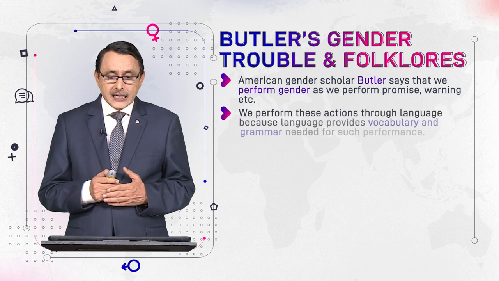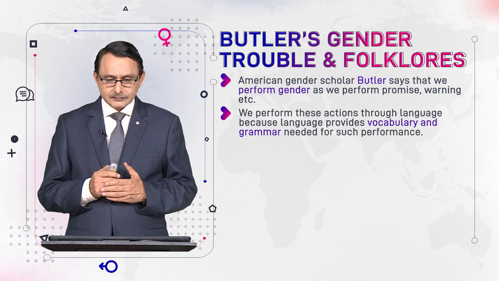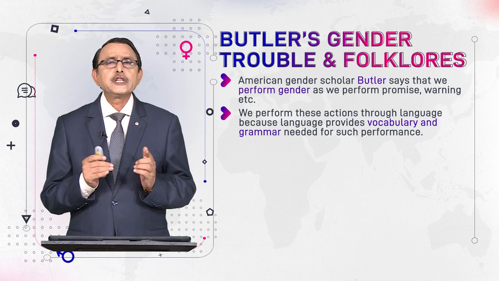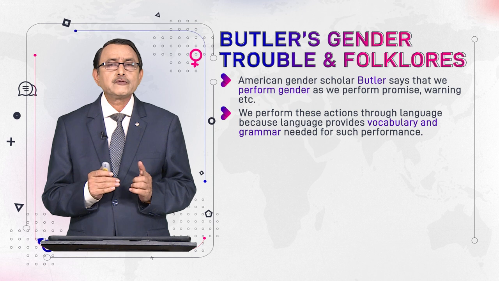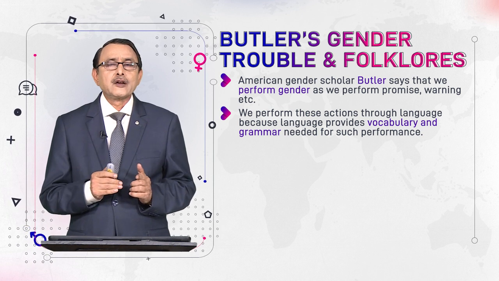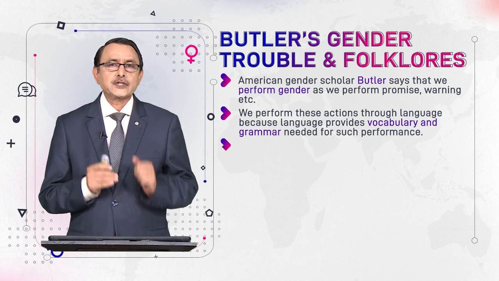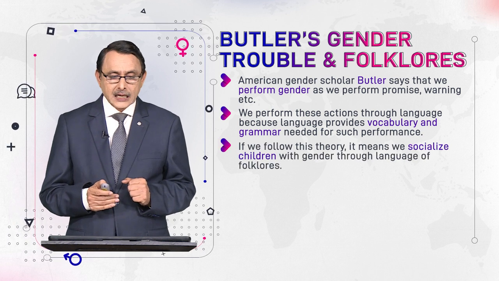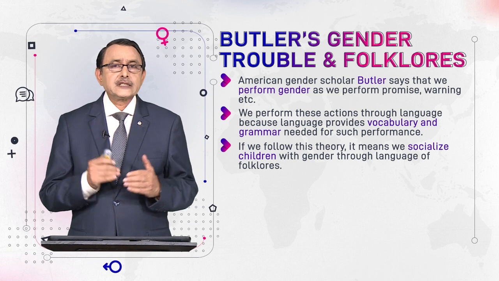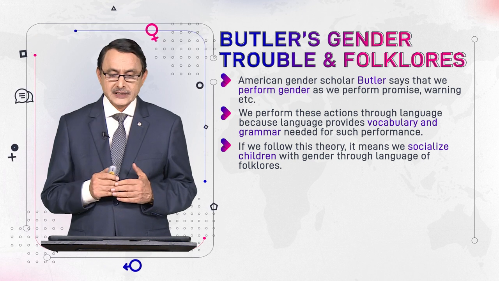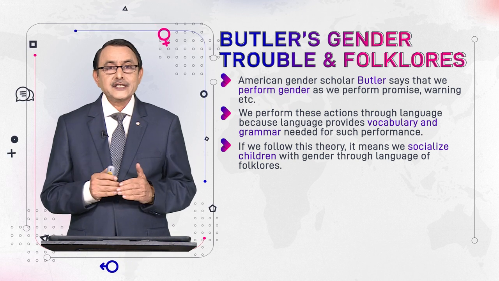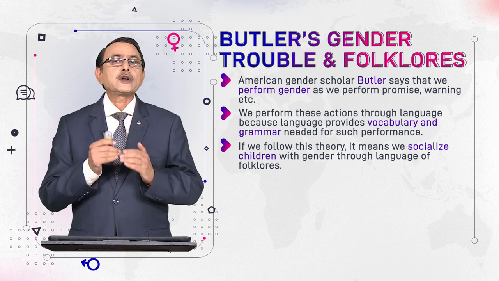Okay, we perform these social actions, including gender, through language, meaning through words and grammar which are provided by language. If we follow this theory of Butler that we perform gender, it means we socialize children with gender through the language of folklore.